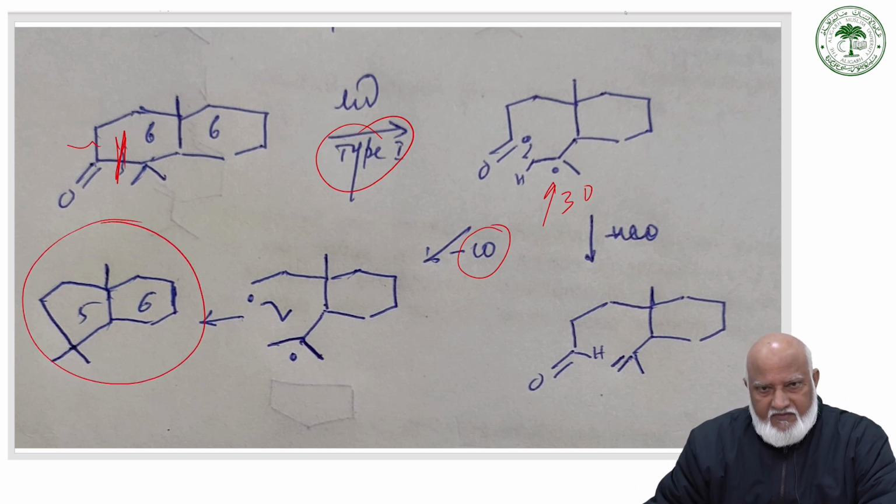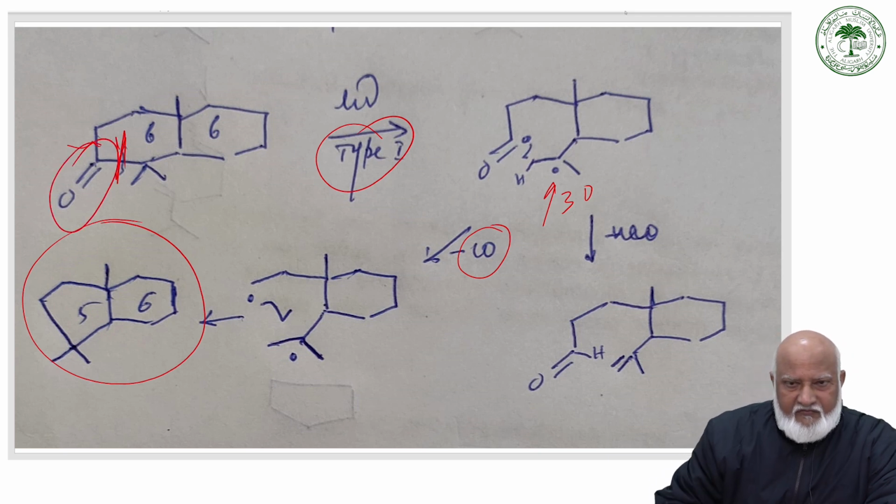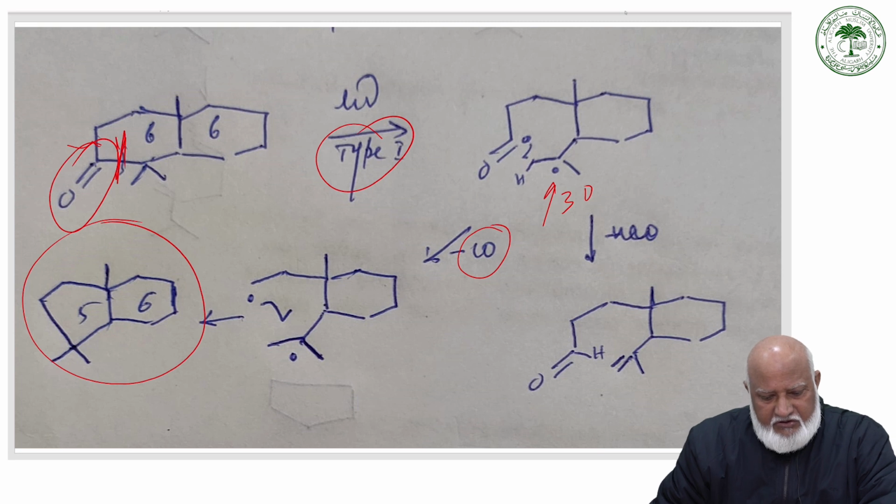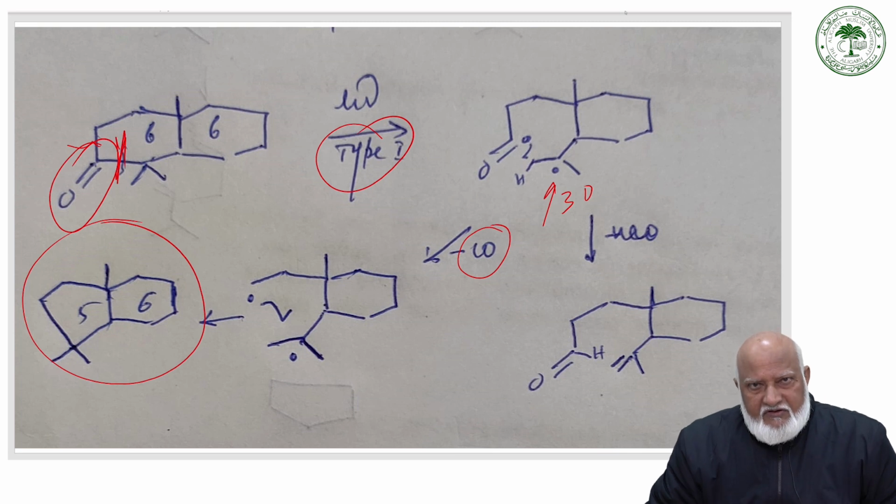So in this 1,6,6 carbon system, the carbonyl is lost along with the carbon as CO, and then it will have a 6,5 system from the photoreaction involving the type 1 reaction.